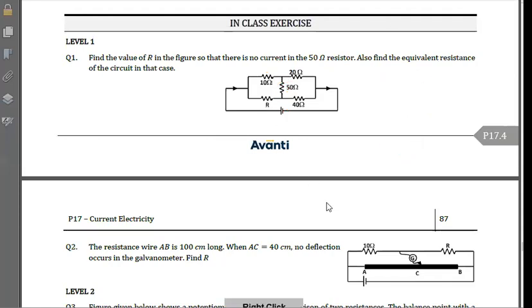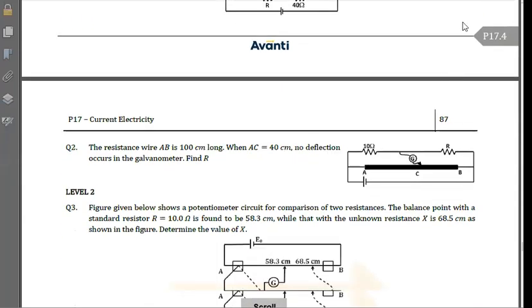Next, second one. Now, second one, remember the concept, map it. So the second one is on the meter bridge. For the meter bridge, what is the formula? R1 by R2 is equal to L1 by L2. Simple concept. R1 by R2 is equal to L1 by L2.